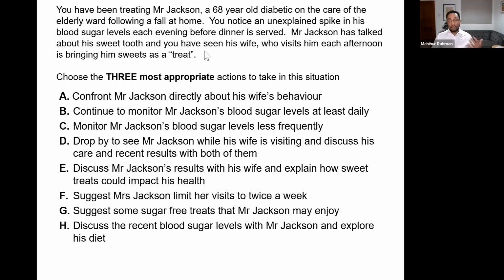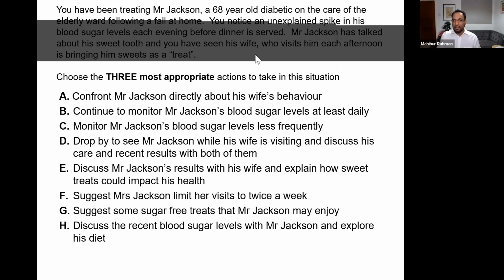So you're treating this elderly gentleman. He's diabetic, but look, he's had a fall. It must have had a big enough impact on him that he's ended up in hospital. He's on the care of the elderly ward. And you notice that his sugars are spiking in the evening, each evening before dinner. You'd expect it to go up after someone's had their dinner, right? But before dinner, it's going up. And it's unexplained. That's an important key word here. We don't know why it's going up.